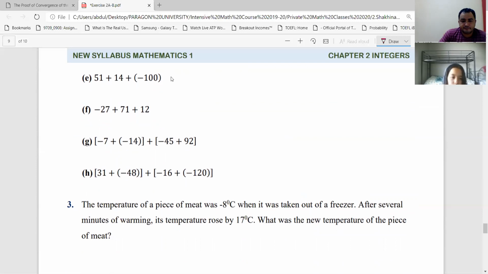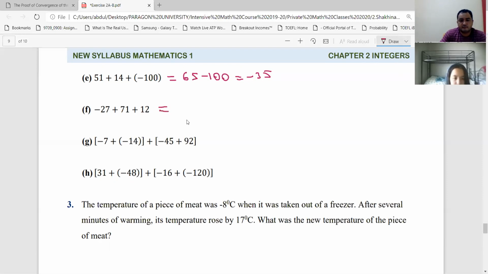51 plus 14, okay, that is 65. And plus minus is minus 100. That is 100 minus 65, negative 35. Negative 35, yes. Shahina, don't make this mistake. It was a piece of cake for you.